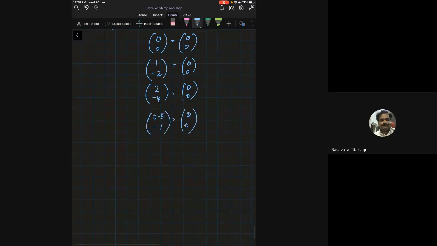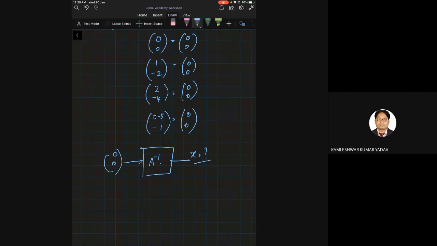Now I tell you, look, take this box A. Let's take it as A inverse. I don't even know what is happening. Suppose I give 0, 0 as the input to this. Find out that x which gave me the 0, 0. Will it work? Is it possible for us to find one particular solution x such that AX equals 0? Is the question clear to everybody? Yes, sir. Now, can you give me the answer?